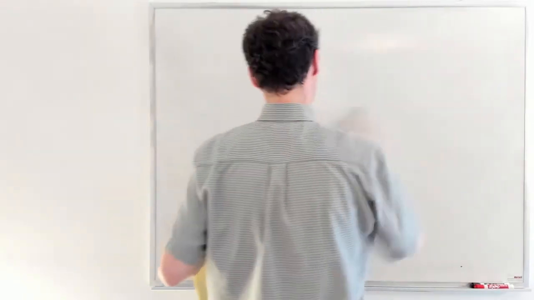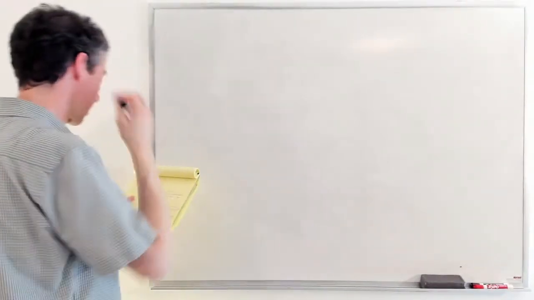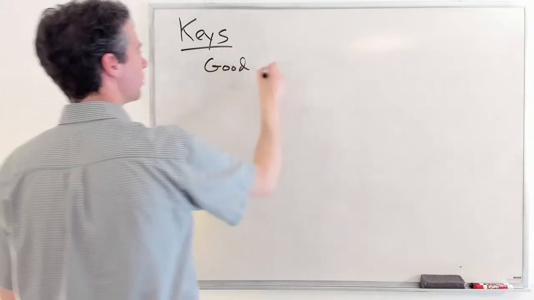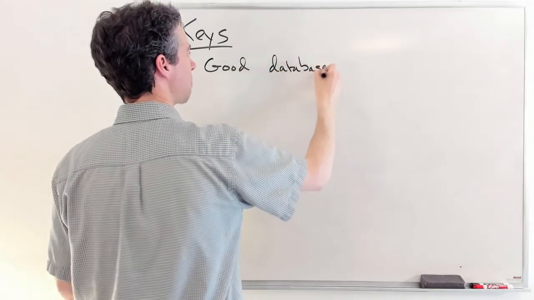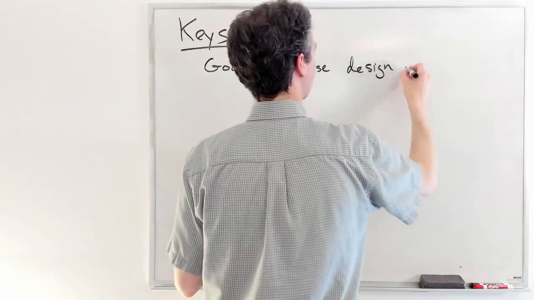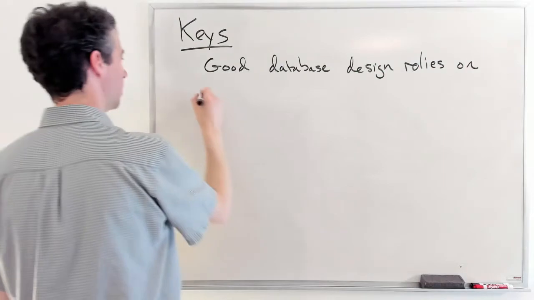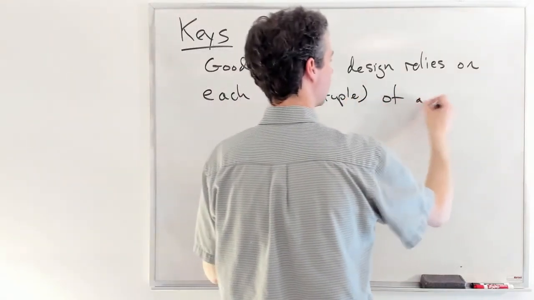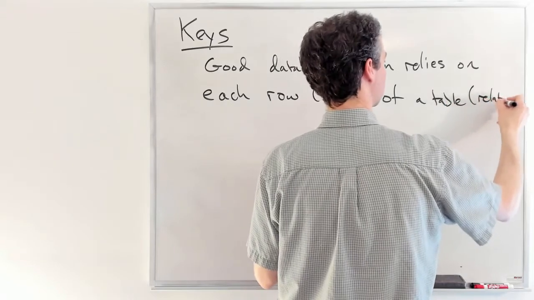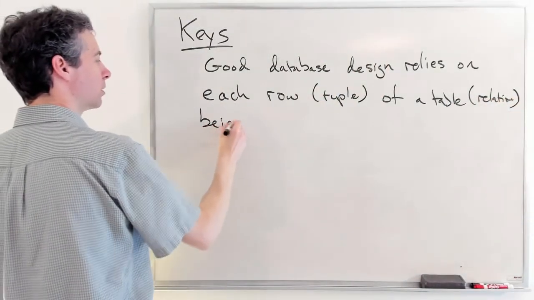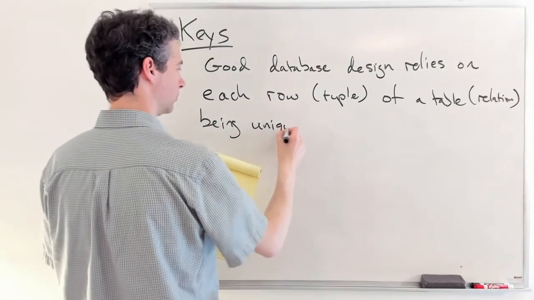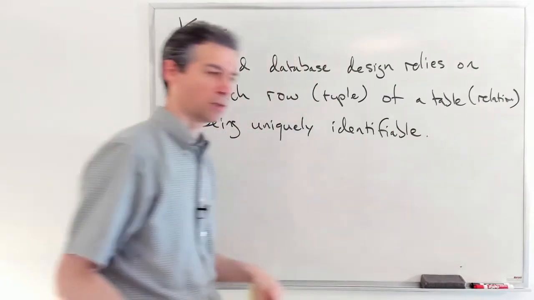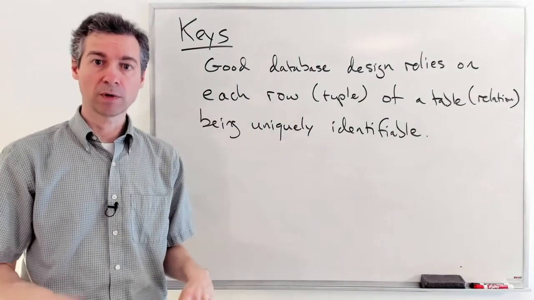Keys. Whew. Let's talk about keys. It's important to know that when we want to talk about database design, good database design relies on each row, or tuple, of a table, or relation, being uniquely identified, or uniquely identifiable.